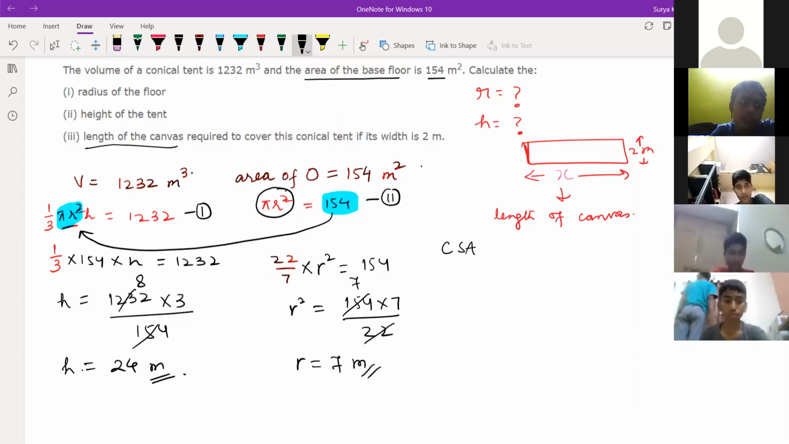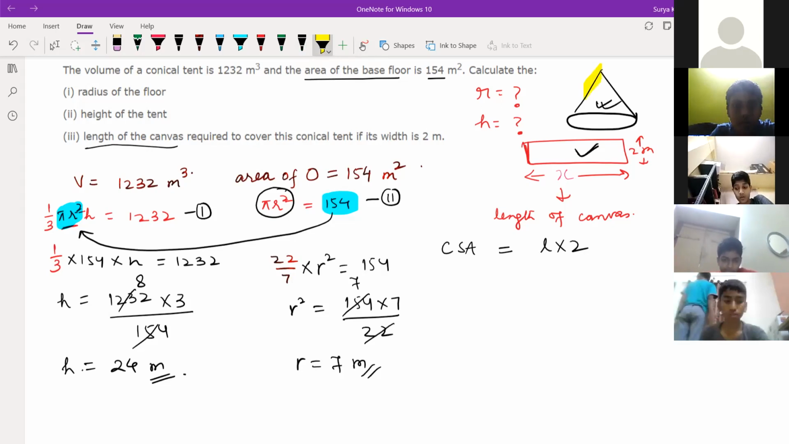CSA of the cone is nothing but this area, that is length into 2, right? You are getting it, all of you. By the help of this cloth only, we are going to make this cone. So only the CSA part we are using, because the tent is only this part. We don't want this one, right? So CSA of the cone is equals to area of this canvas.